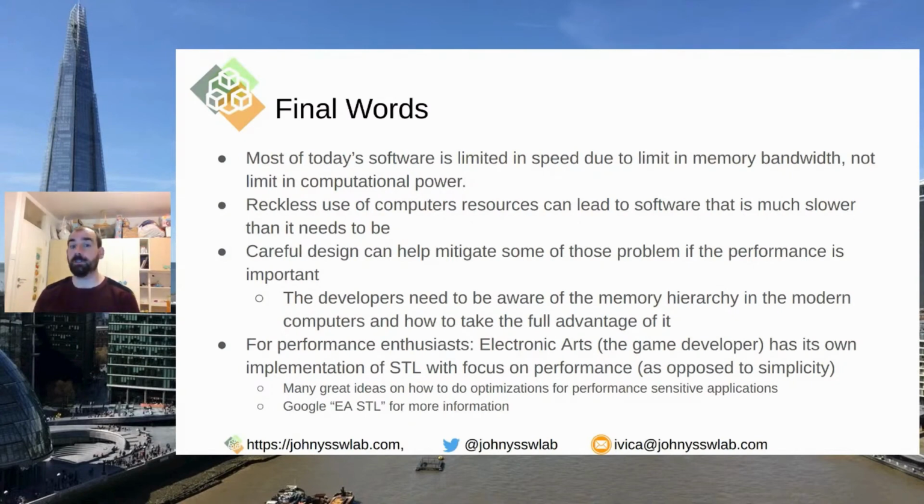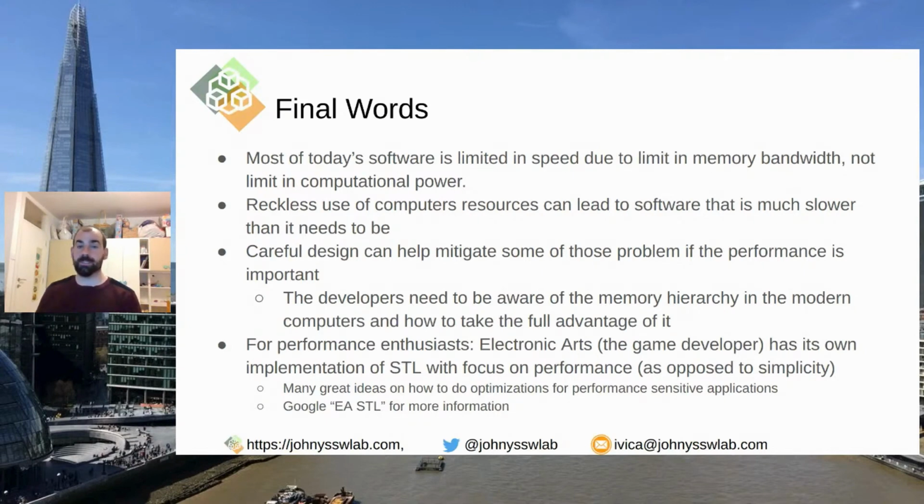Okay, a few final words before the end. So most of today's software is limited in speed because there is a limit in memory bandwidth, not a limit in computational resources on the CPU. Reckless use of CPU's resources can lead to software that is much, much slower than it needs to be. With careful design, you can mitigate some of these problems if the performance is important. As a developer, you need to be aware of the memory hierarchy in the modern computers and how to take full advantage of it.